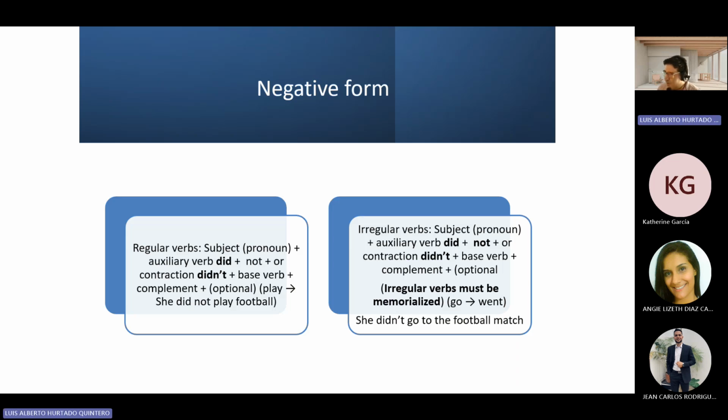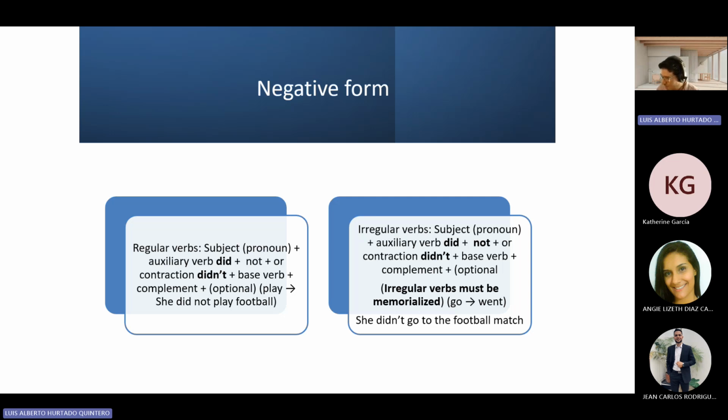Now we are going to see the negative form. It would be, in regular verbs, the subject, pronoun, auxiliary verb, which is did, the particle not or the contraction didn't, and the base verb. For irregular verbs it would be the same. The verb, the subject, which is the pronoun like I, you, he, she, it.